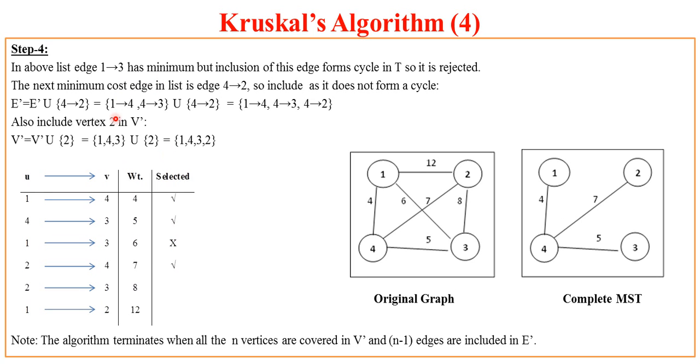Next, we will try to include the next minimum edge, 1-3, of the graph. But if we try to include edge 1-3, this forms a cycle. If you observe carefully, the edge 1-3 has both 1 and 3 already included in the set of vertices of the tree T. So this forms a cycle.